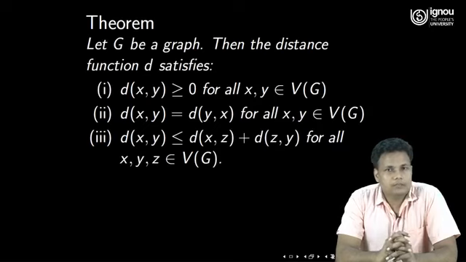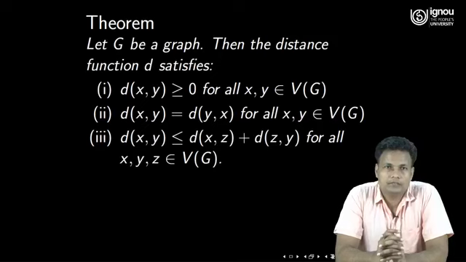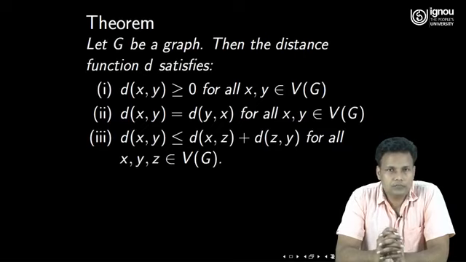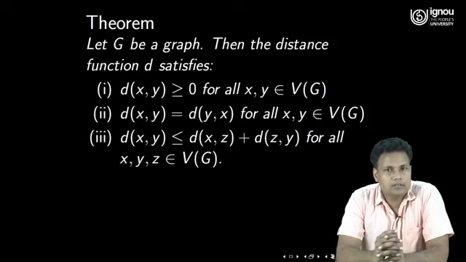Now the third property is that the distance between x and y is less than or equal to the distance between x and z plus the distance between z and y, for all vertices x, y, z of the graph G. This is called the triangle inequality. To prove this, we just consider any xy path that passes through z. We shall show that such a path would have length at least dxy.